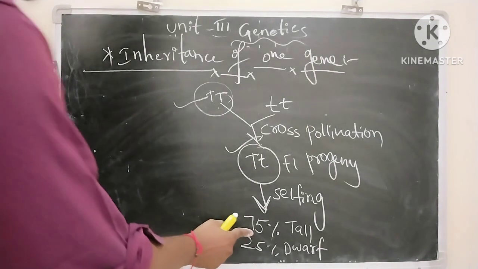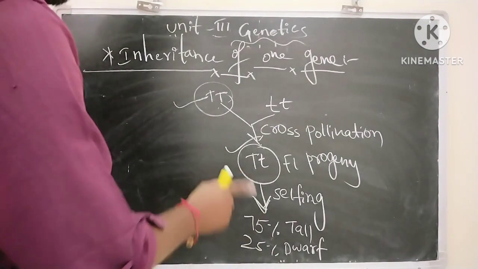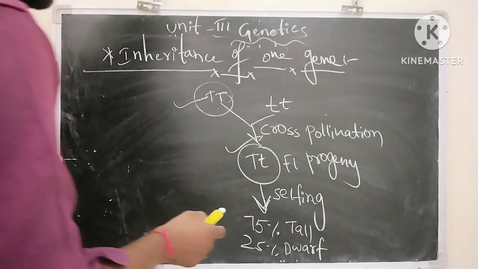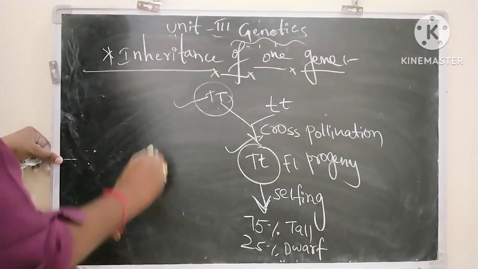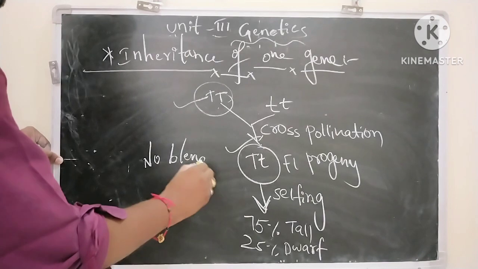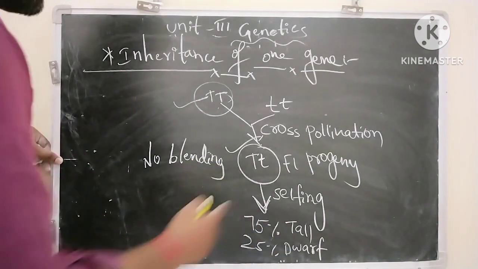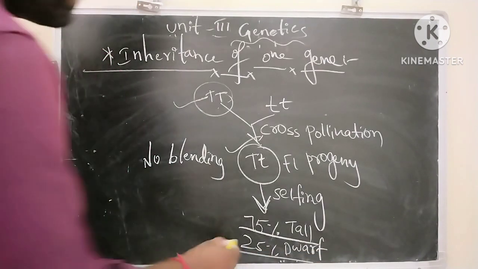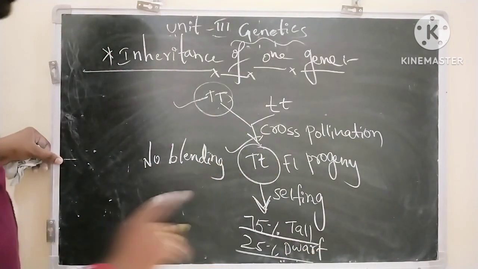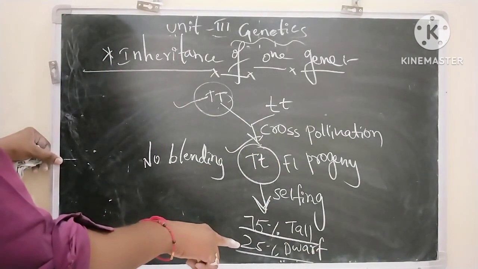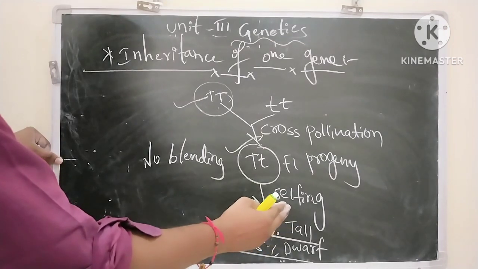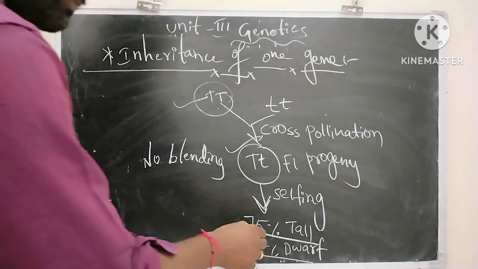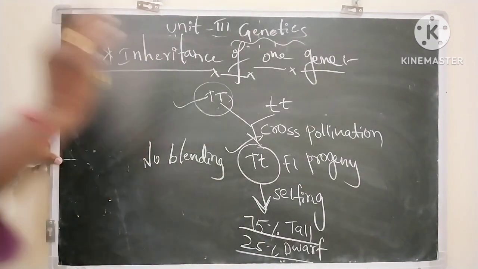Okay, 75% of the plants look tall, 25% of the plants look dwarf. But here one thing he observed is there is no blending. Blending means deviation from tall or dwarf. The plants are obtained 75% tall, 25% dwarf, but not in between height. Between tall and dwarf, there is no other plant. They are 75% tall and 25% dwarf.